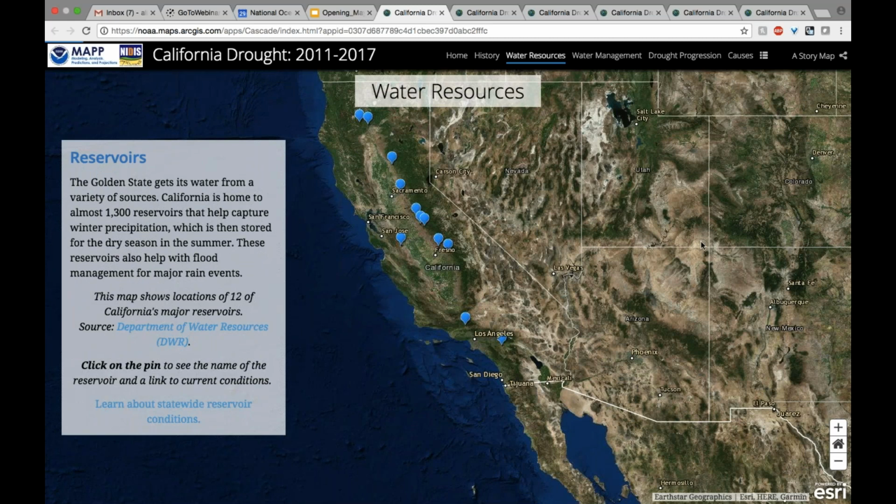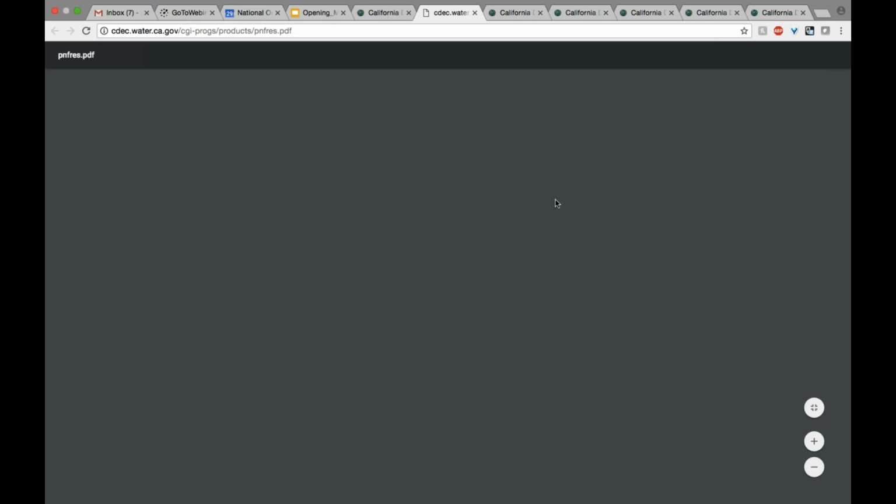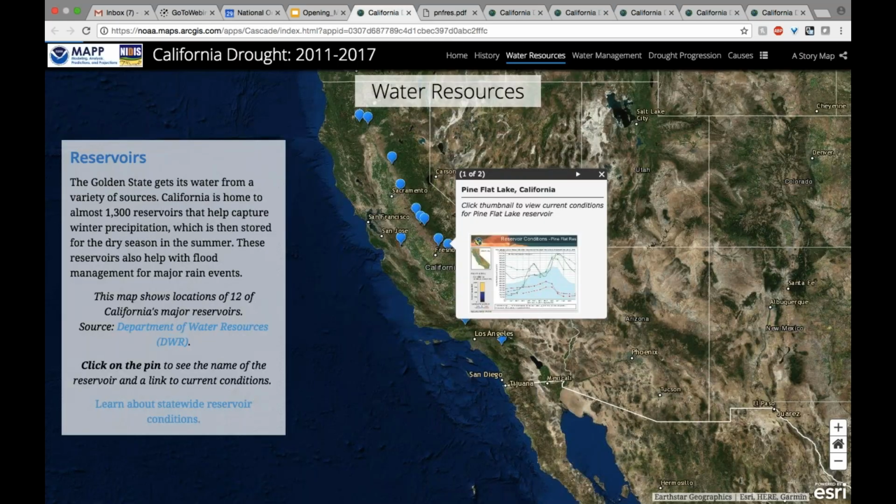Starting with its reservoirs, California has almost 1,300 reservoirs that help capture and store precipitation for use during its dry summers, and they help with flood management for major rain events. And here in this map, we're showing the 12 major reservoirs. And if you're exploring on your own, you can click on the pins here, and then click on the thumbnail image in each of the pop-up boxes to see current reservoir conditions. So this one here is showing the reservoir conditions for Pine Flat Reservoir.